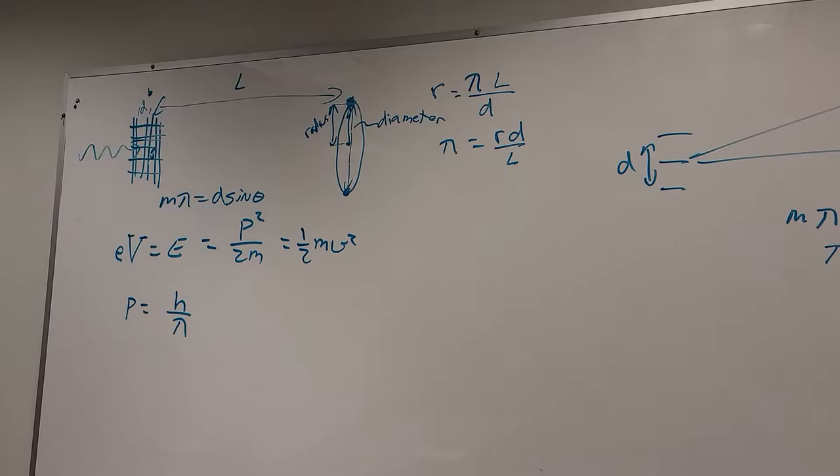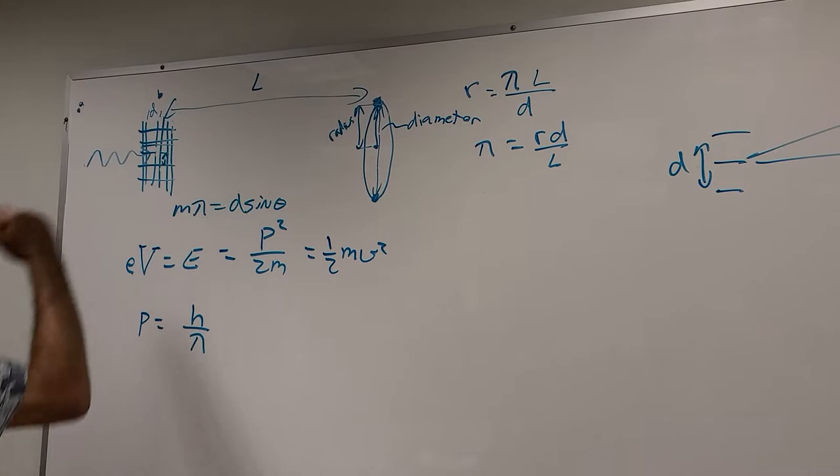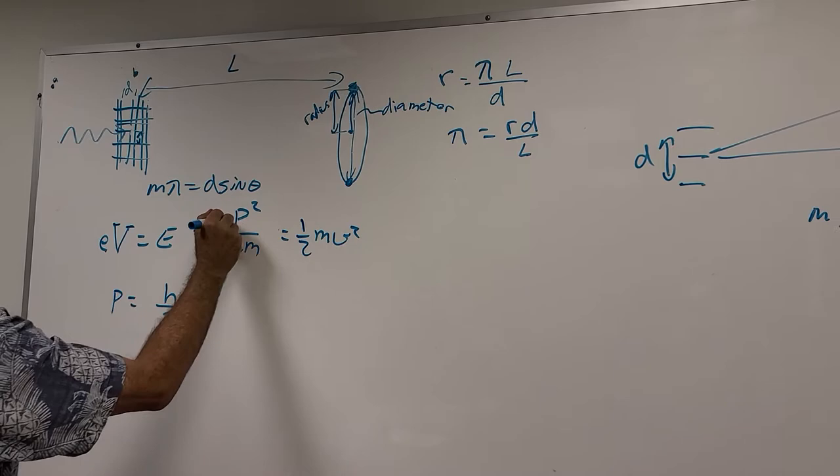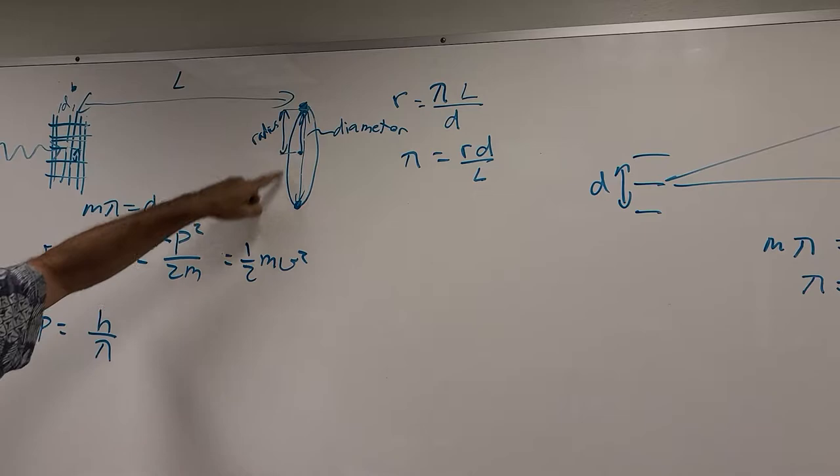What this does is, we know the energy of the electrons, because we know what voltage we accelerate them through. So from this relationship, setting this equal to this, we can determine the momentum for each diffraction pattern we get here. We're going to know the momentum, and by measuring the radius of this ring that you'll see on the screen, we're going to be able to determine the wavelength.